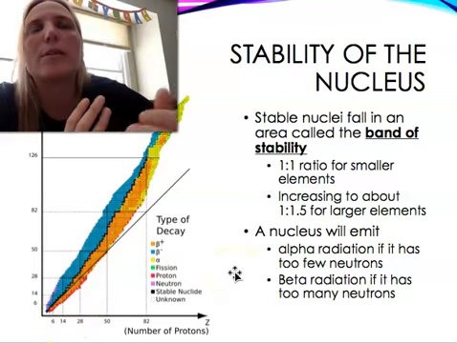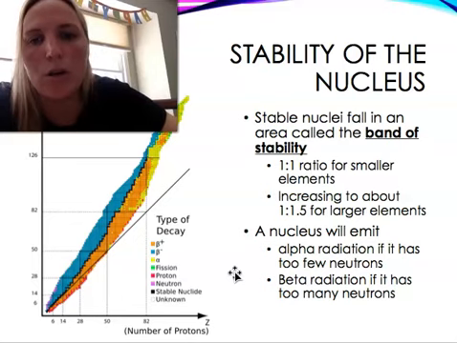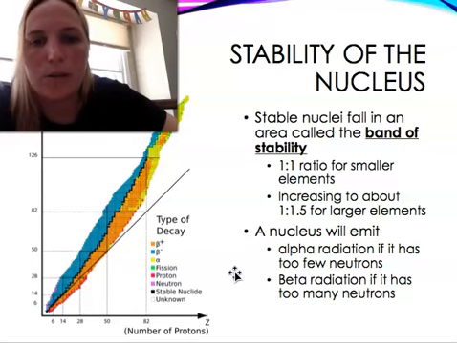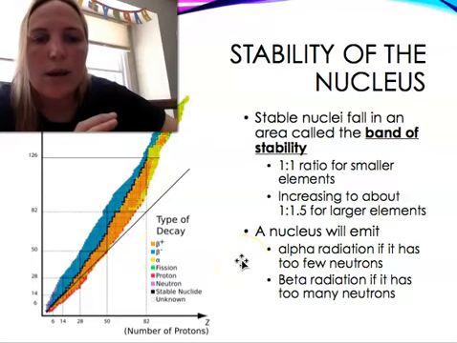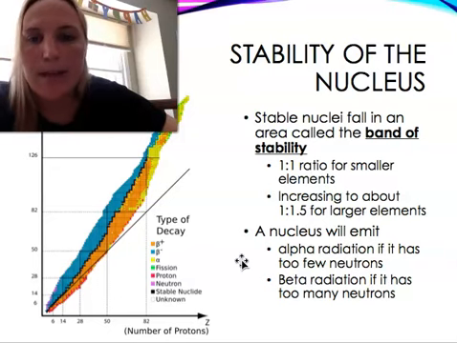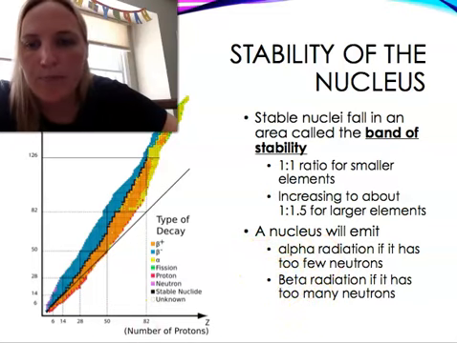Well, what happens if you had something that had, let's say, 70 protons, but only 30 neutrons? Well, that would be considered unstable, and it would release certain particles to become stable. So let's say you had too few neutrons. Well, then an atom in that situation would probably release an alpha particle. And if you had too many neutrons, a beta particle could be released.